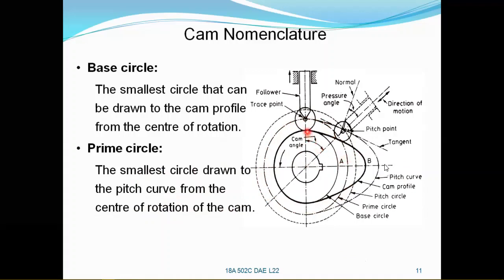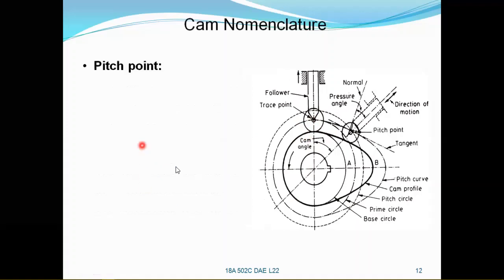If you see here, in this roller follower, the prime circle is clearly defined, and the pitch curve is different from the cam profile. Whereas in case of flat follower or knife edge follower, this circle is not there, because the trace point remains in touch with the cam profile. That's why the prime circle itself is the base circle in case of knife edge follower, flat followers or mushroom follower. Only in case of roller follower, prime circle is different from the base circle, right? Next, pitch point.